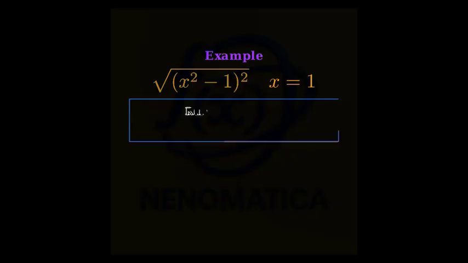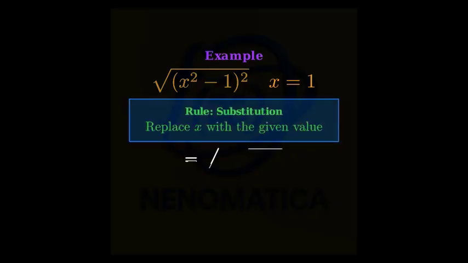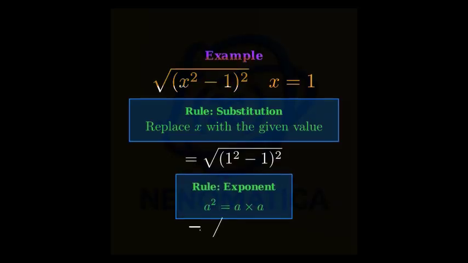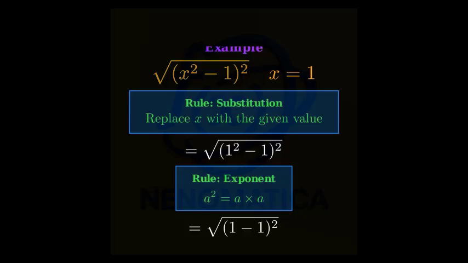Our first example is to evaluate the expression square root of the quantity x squared minus 1, and then the whole expression squared, when x equals 1. Let's solve this step by step. First, we substitute x equals 1 into our expression. Now, let's compute 1 squared minus 1 inside the parentheses.